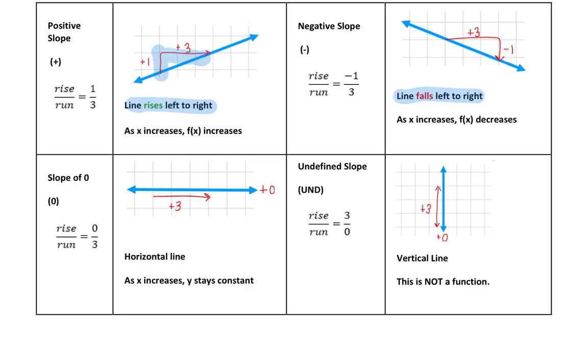The slope of 0, that's a horizontal line. As x increases, y just stays constant, right? 0 divided by 3 is the value of 0. And this last one is an undefined slope. So if I take a look at this, this is not a function, right? And if we look at it, the change in y is positive 3, and the change in x, it's not changing at all, is 0. And in math, you cannot divide by 0. It's an undefined value. So that vertical line is undefined.